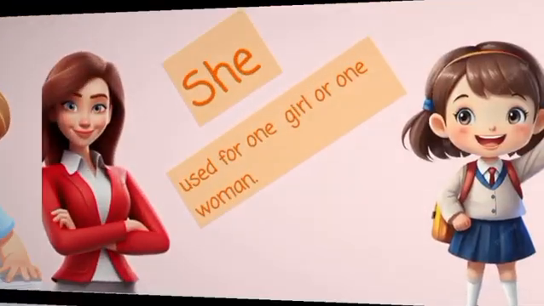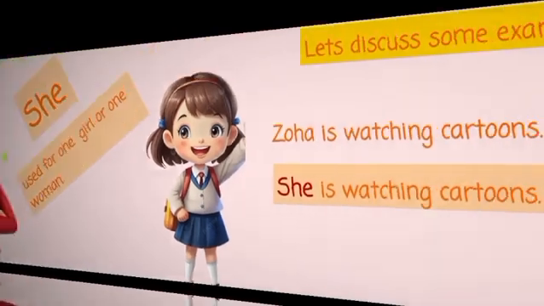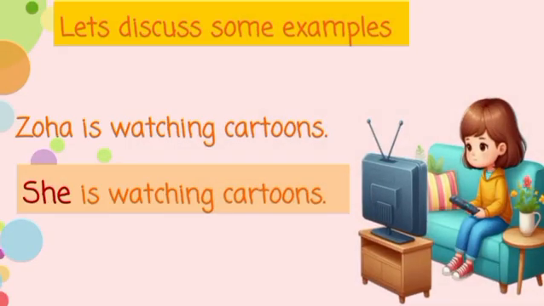Next we have pronoun she. She is used for one girl or for one woman. For example, if I say that Zoha is watching cartoons, here Zoha is the name of a girl and it's a naming word, so I can replace it with pronoun she. She is watching cartoons. So Zoha is watching cartoons or she is watching cartoons.